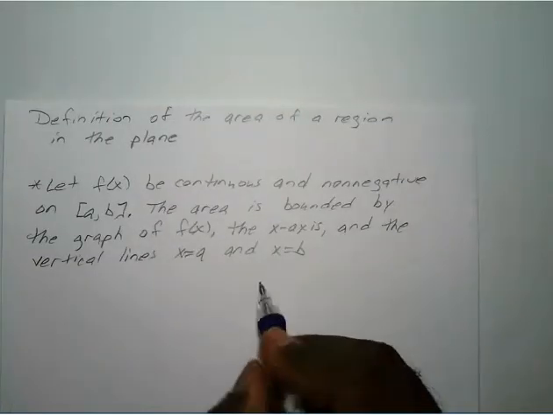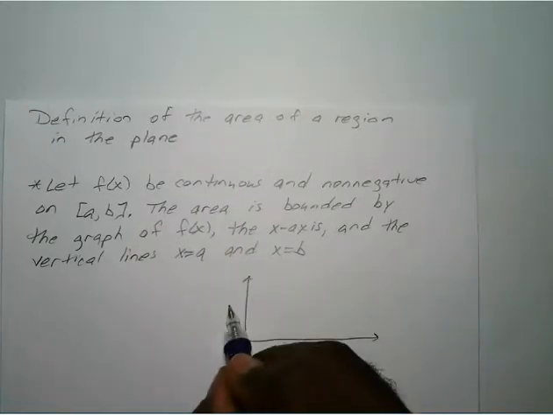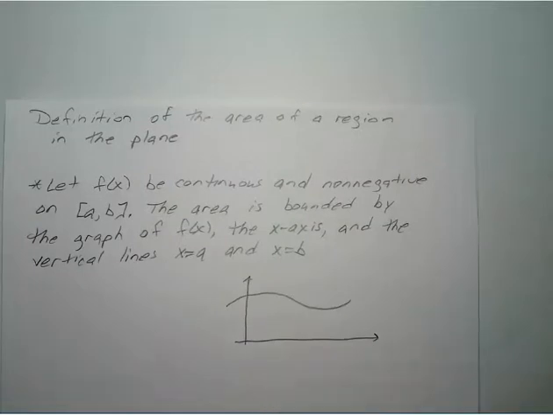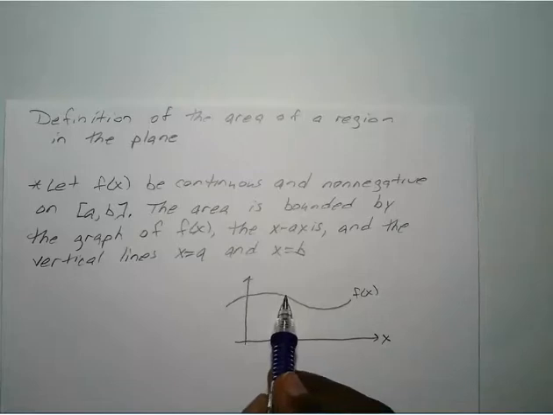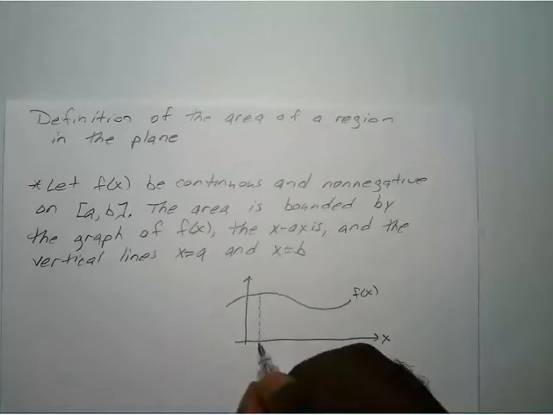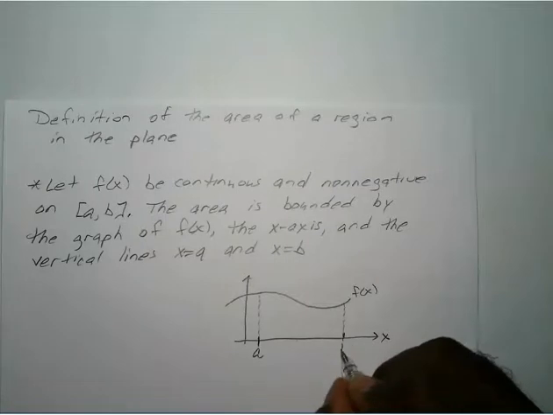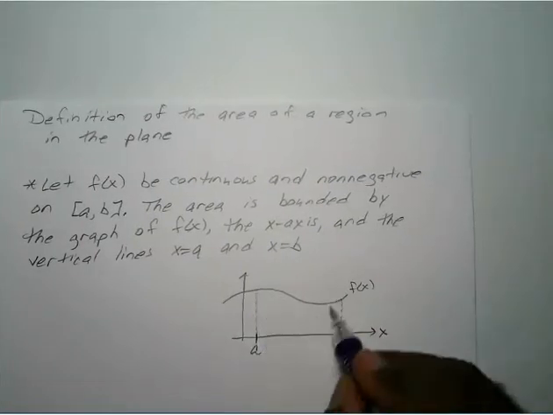Okay, so to give you kind of a quick little visual, again, let's say we have our graph, it looks something like that. So our function is continuous, and it's bounded by the graph of f of x, the x-axis, so bounded above here and below here, and the vertical lines x equals a, so this may be our x equals a, and this will be our x equals b. So the area up under here is what we're looking for.